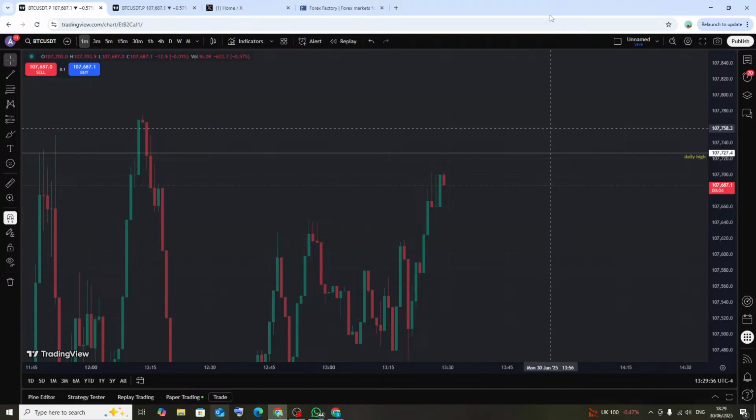If it has to knock this high, there should be some sort of attraction at this level that should pull the price toward this level, and then the market should tend to be bullish, tend to be going toward the upper side from here. This is how it should do.